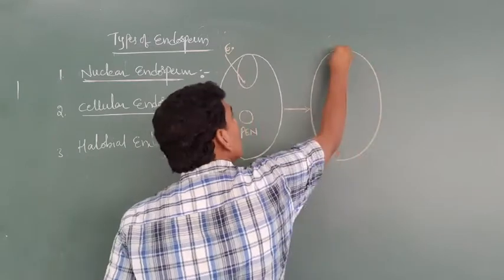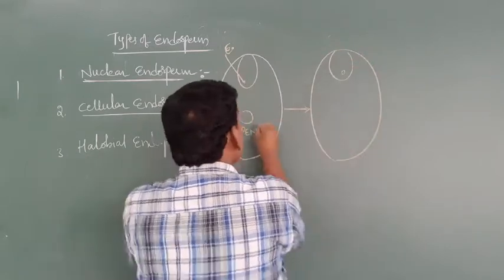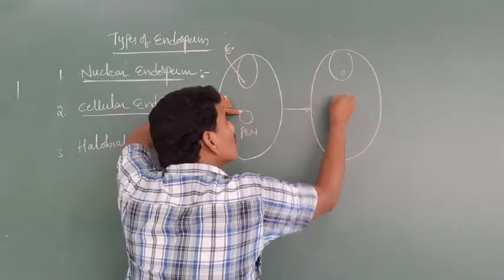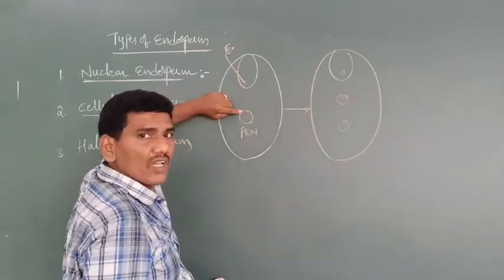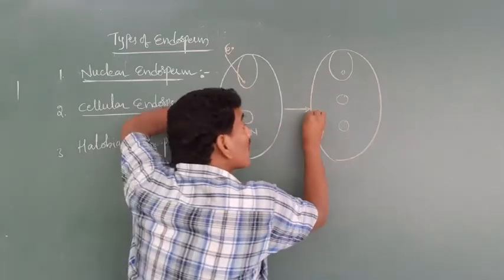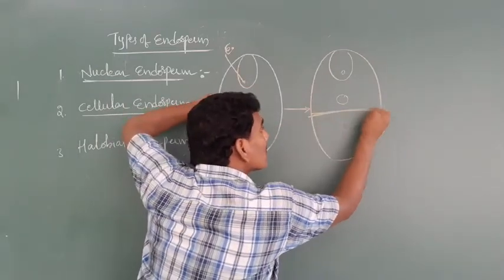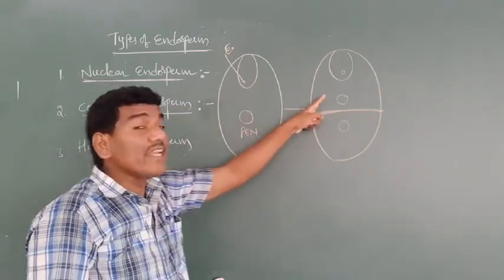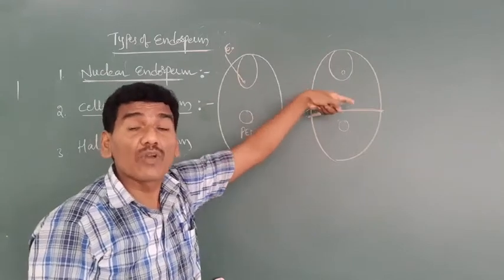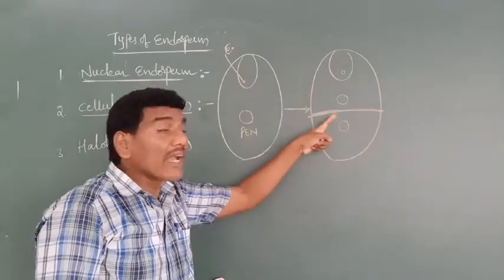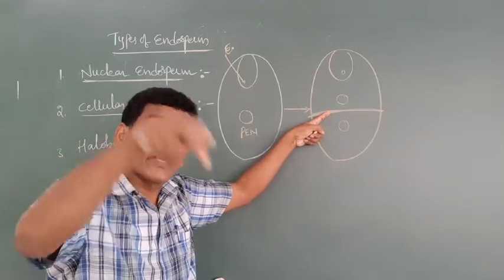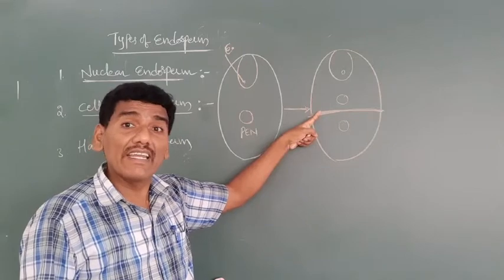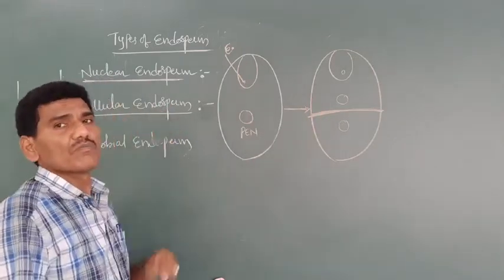This is the embryo. Here the primary endosperm nucleus is divided and two nuclei are formed. But the division of endosperm is followed by wall formation. This is nothing but a wall. Here the karyokinesis division is immediately followed by the cytokinesis division. That's why a wall is formed.